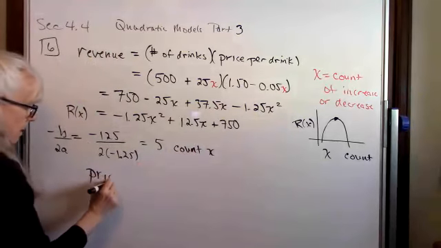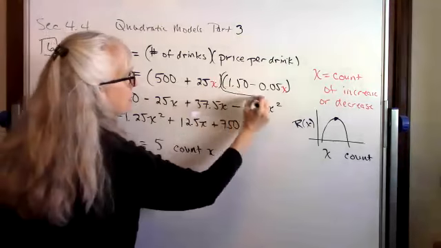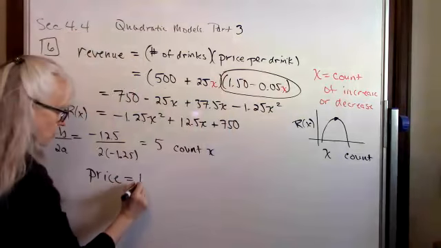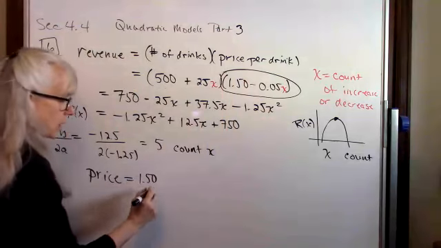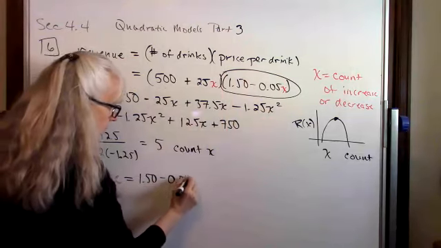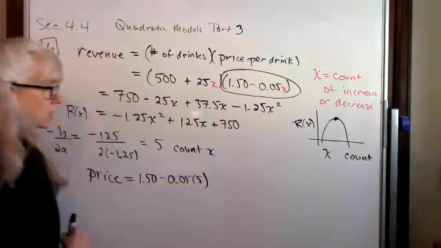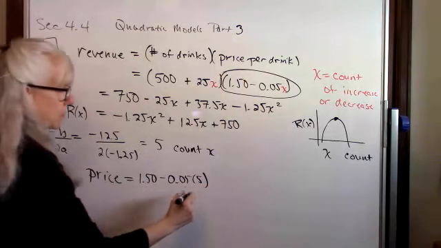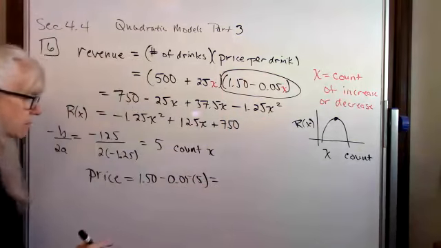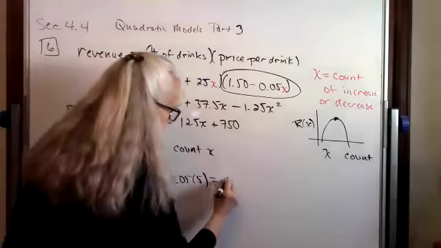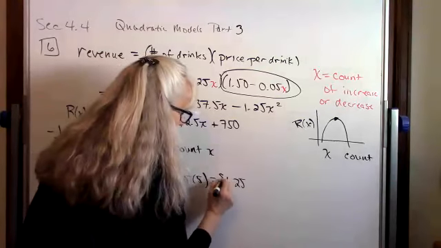So to get the price, I'm going to go back to this because we know that the price is 1.50, the original price, minus a nickel times 5 different price decreases. So this 5 is coming into play right here. And if we do that, we end up with what? That's a quarter, so it's $1.25. So we're going to sell these drinks for $1.25.